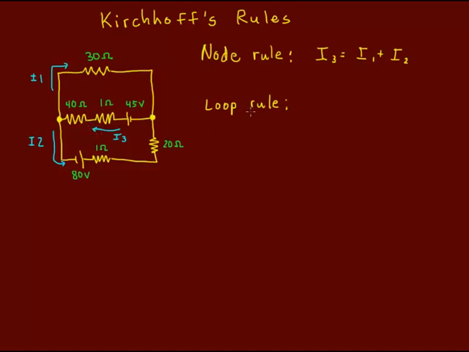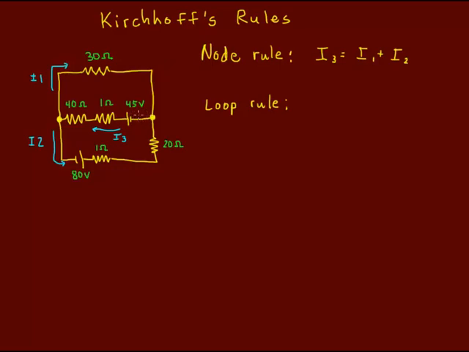Now the loop rule basically says that the sum of all voltage gains and losses around a closed loop in a circuit has to add up to 0. In other words, if I'm a charge and I'm marching my way around one of these loops, I will gain voltage in certain places, I will lose voltage in certain places, but when it's all said and done, when I get back to where I started, it's going to all add up to 0.